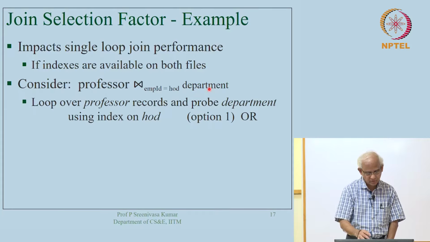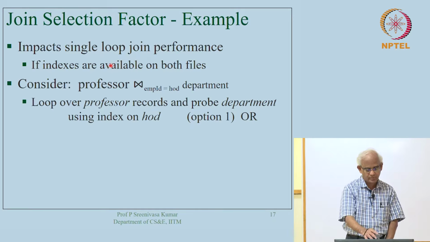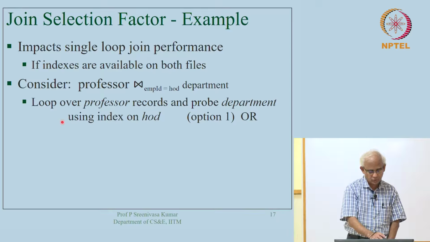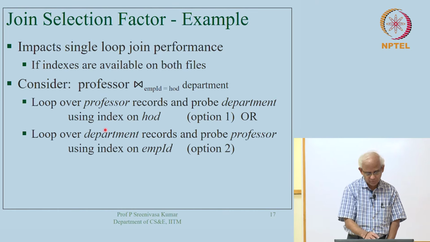So let me illustrate that here. The join selection factor does impact the performance of this single loop join. Option 1: loop over professor records and probe the department. We call it probing the department, because you get the value for employee ID from the professor record, and then you use an index on HOD to probe the appropriate department. Option 2 is to loop over department records and probe the professor using the index on employee ID.